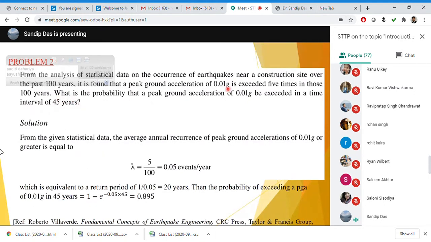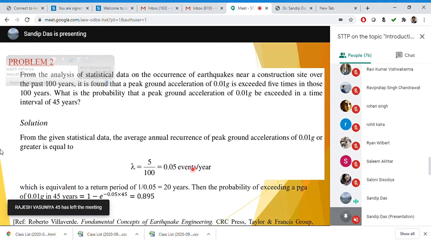Now you see that everything is actually embedded in this particular formulation. How? Again, through the Poisson model. You see what is happening there? The solution is like this. From the given data, what will you get? First, you will get the lambda, because it says that it is exceeded 5 times. So 5 times this particular level has been exceeded in 100 years. So you can get that the average per year events is this, which is the occurrence rate, this lambda in your Poisson model, right? It is per year. Now you say that this is equivalent to a return period of 20 years.